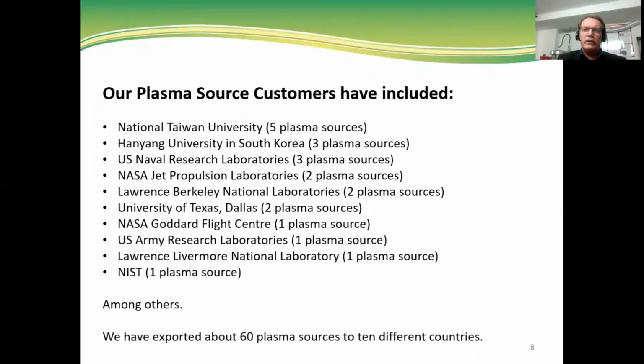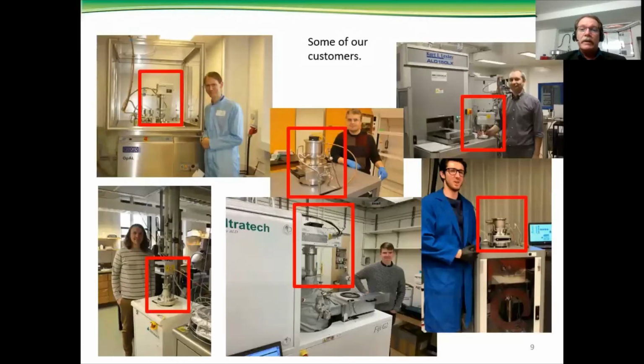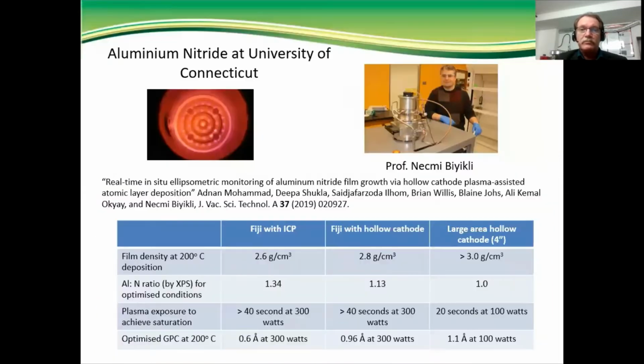And since then, other people have heard about our solution for reducing the oxygen content in nitride films, and we've sold quite a lot of plasma sources because of it. Over 60 plasma sources in 10 different countries, with some customers such as the NASA Jet Propulsion Labs, University of Texas, Dallas, US Naval Research, National Taiwan University, Hanyang University in South Korea, among others. And this is just showing some of our happy customers with their plasma sources. We convert many different types of system.